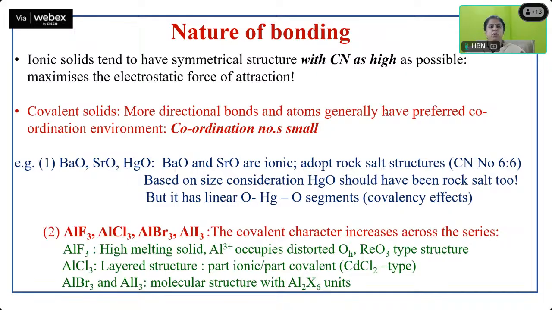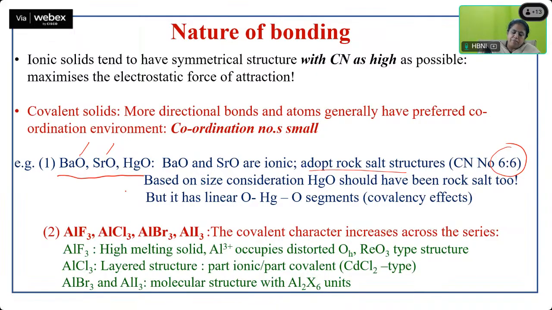Just giving you an example. Now consider these three: barium oxide, strontium oxide, mercuric oxide. What we talked about is that as long as their stoichiometry is the same, they should have similar crystal structure. Barium oxide and strontium oxide are ionic solids, so they adopt the rock salt structure, which is the NaCl kind of structure. And we studied in the last class that the coordination number is 6:6.